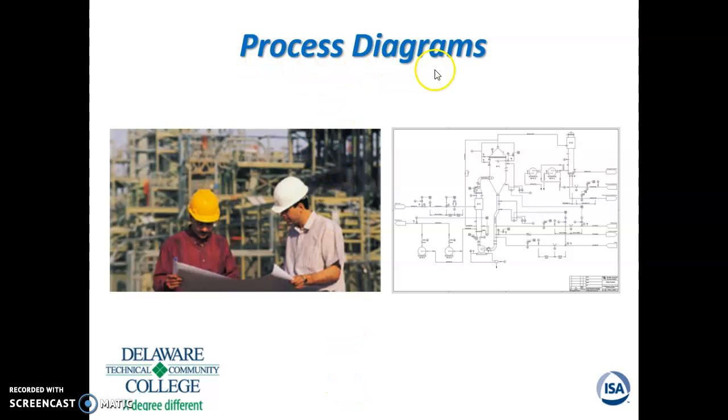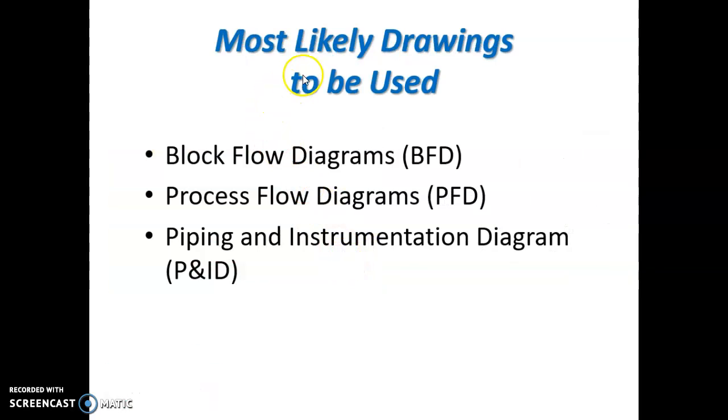We're covering process diagrams, which is in Chapter 12. These are the diagrams that are most likely to be seen and used by a process operator, a process technician, or an instrument technician. The block flow diagram, also known as a BFD, the process flow diagram, also known as a PFD, and the piping and instrumentation diagram, also known as a P&ID. You've probably heard of these many times.